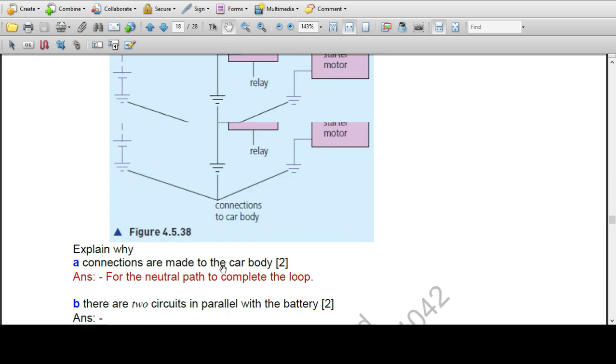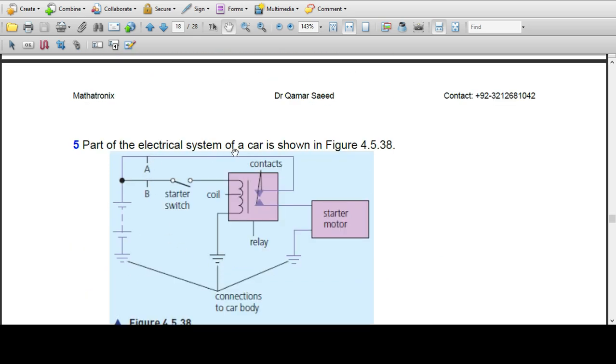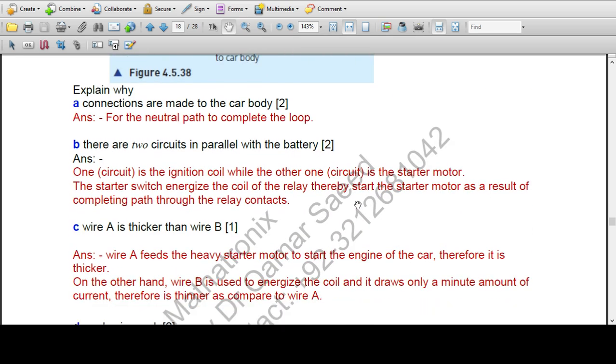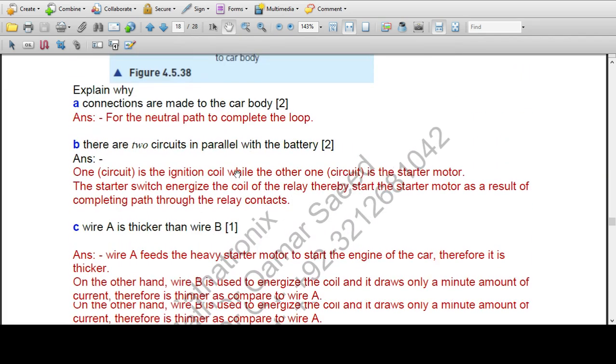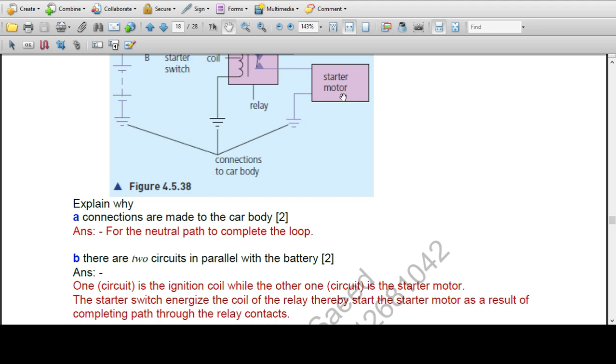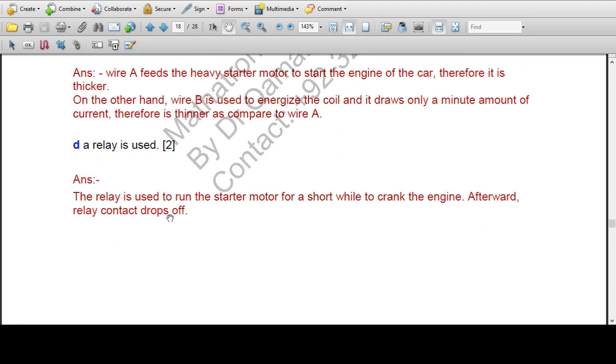Wire A is thicker than wire B. Wire A is thicker because it is in the power circuit. Wire B is just a coil supply, so this is a thinner one. This B wire contains a low current, so it is thinner, while A is a load motor, so this is a thicker wire. A relay is used to run the starter motor for a short while to crank the engine. The relay is used to start the starter motor which cranks the engine. Afterward, the relay contacts drop off.